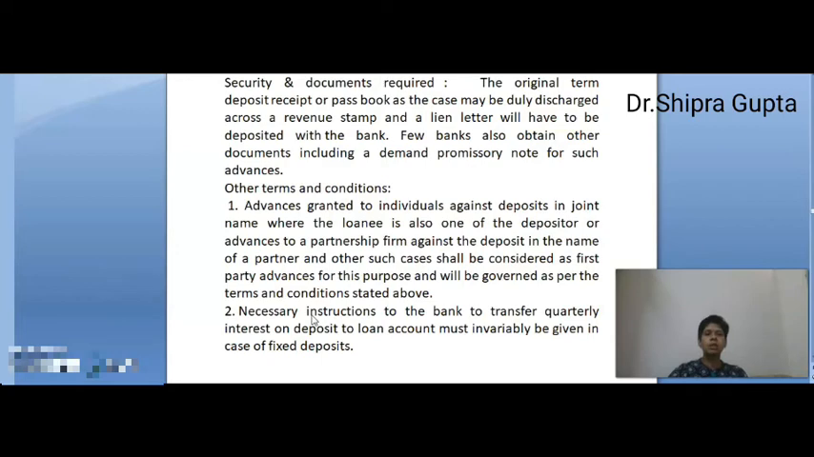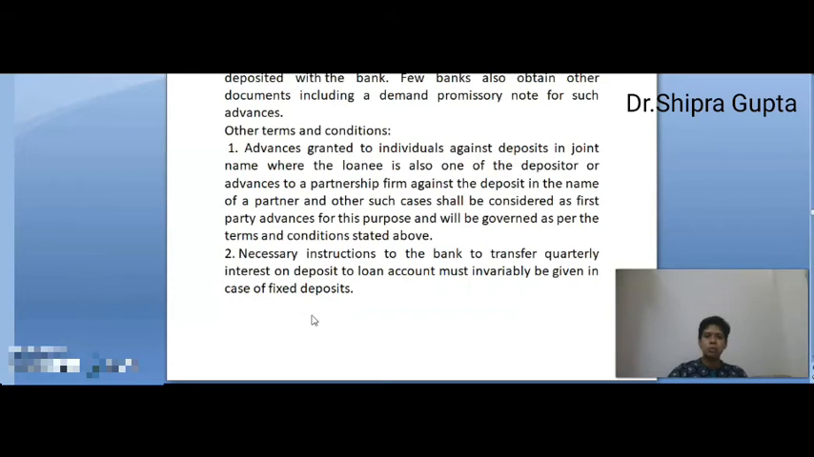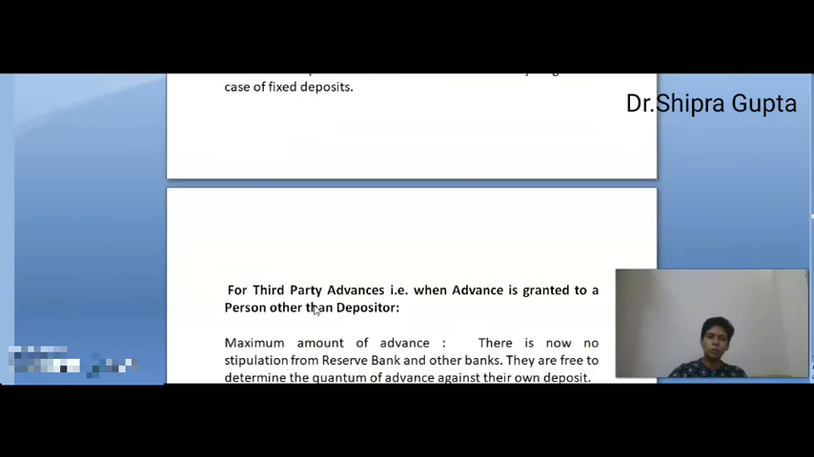If the person is a part of that partnership firm, then it is known as a first party loan, and if he or she is not a part of that partnership firm, then he or she will be treated as a third party loan. Necessary instructions to the bank to transfer quarterly interest on deposit to the loan account must invariably be given in the case of fixed deposits. These are the terms and conditions, or rules, for first party, when the first party or depositor takes the loan.